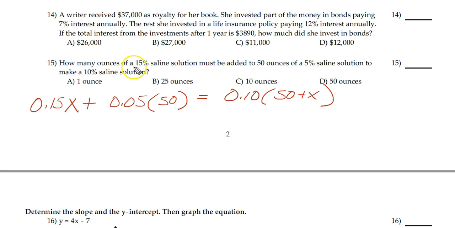How many ounces of 15% saline solution? Well, we don't know that. So we're going to say that's x, and we're going to illustrate that as 15% of x must be added to 50 ounces of a 5% solution to end up with a 10% solution of everything. So keep in mind here we had to use the x amount of this, and we already had the 50 of that. So again, look at this carefully. Get rid of your decimals.